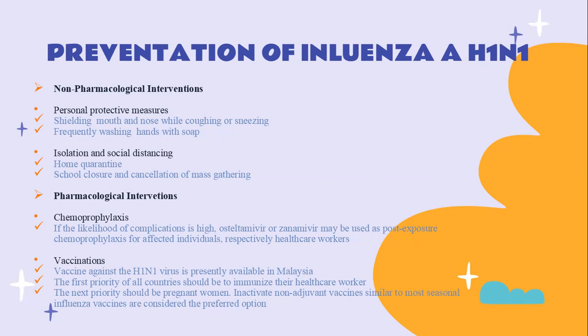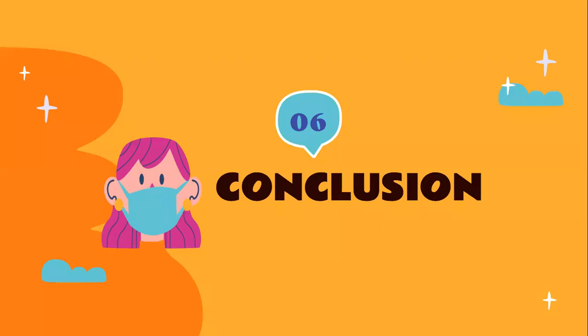The first priority of all countries should be to immunize their healthcare workers. The next priority should be pregnant women. Inactivated non-adjuvanted vaccines, similar to most seasonal influenza vaccines, are considered the preferred option.